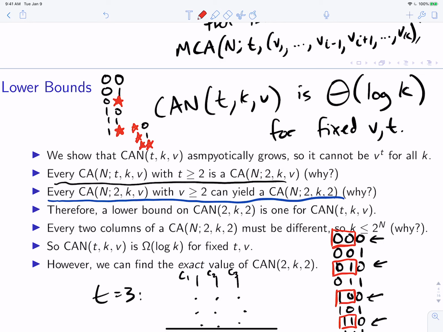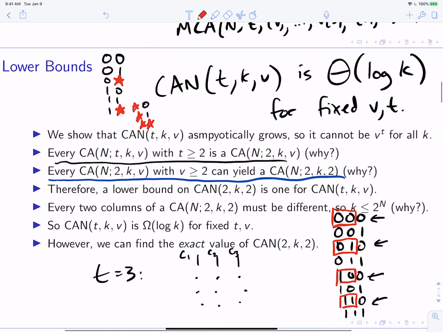Well, among these 2 columns, are all interactions of zeros and ones appearing? Yeah, because they appeared originally, so they must appear now. I didn't change the zeros or ones, I only changed the twos. So for that reason, we can assume that every covering array with any number of symbols must be one with two symbols. Okay? And I think we're out of time, so I'll see you on Wednesday.